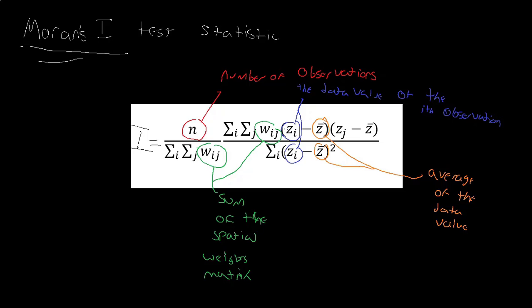So what about z_j? z_j is really simple. It's the same thing as this. It's just the data value of the jth observation.